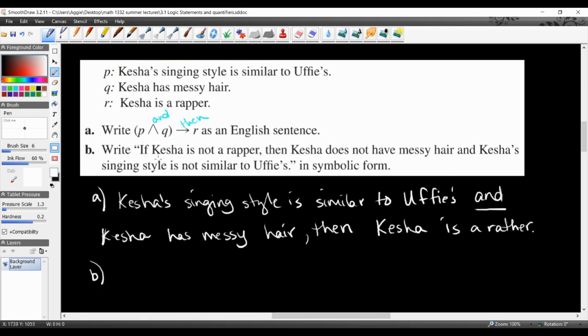Letter B, let's write if Keisha is not a rapper. That would be R, but it would be not R. Then, there's my arrow. Keisha does not have messy hair, so not Q. And, my simple and, Keisha's singing style is not similar to Yuffie's, so not P. And this all goes in parentheses.